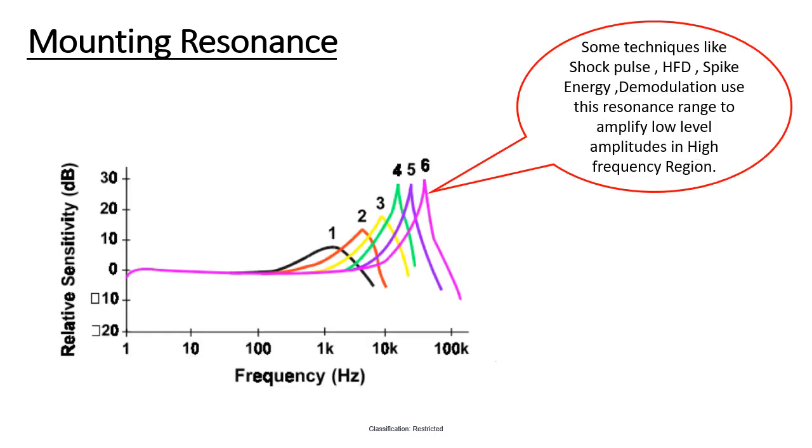There is bonus information on mounting resonance. Some techniques like HFD, shock pulse, and spike energy demodulation use this mounting resonance in order to amplify the low level signals in the high frequency region.